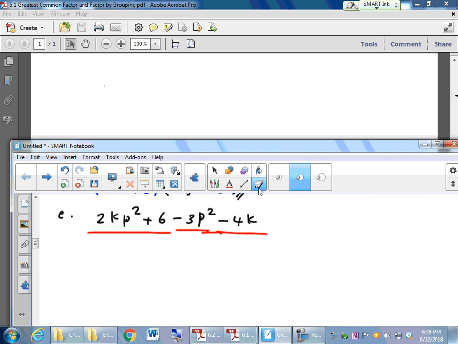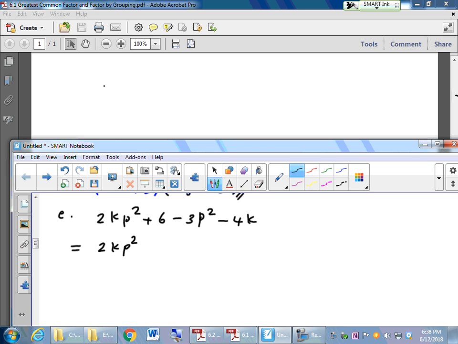So right away I can see that the lazy way of grouping doesn't work. So we're going to rearrange it. When you rearrange it, like earlier, I will rearrange it as 2kp squared minus 3p squared, so that p squared will be the greatest common factor. And since the first term is 2k, I want the first term in the second group to also have k, so I put minus 4k first, and then plus 6.